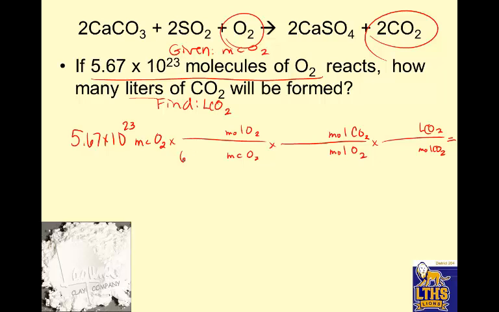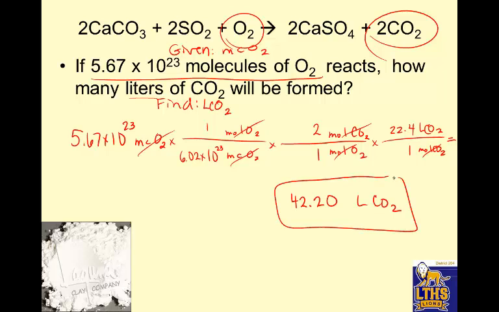So what do we got to do first? We got to get rid of the molecules. So we use Avogadro's number of molecules of oxygen for 1 mole. And then for the mole-to-mole step, we need coefficients. What's in front of the O2? A 1. What's in front of the CO2? 2. Okay. Then we're back to mole conversions. Moles to liters of carbon dioxide. 1 mole has 22.4 liters of carbon dioxide. Goodbye, molecules of O2. Goodbye, moles of O2. Hello, carbon dioxide. Finally, liters of carbon dioxide is what we're going for. And if we do that, we get 42.2 liters of carbon dioxide. Make sure your units are canceling. Make sure you're left with what you're trying to find, and you start with your given.